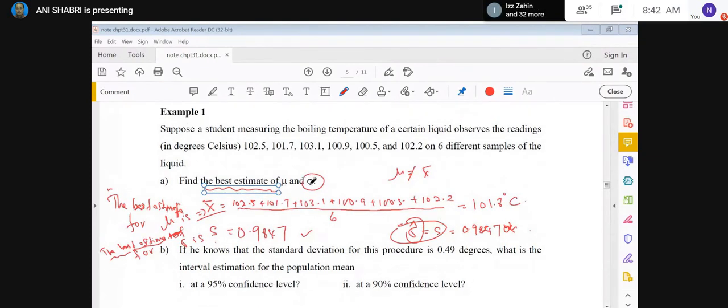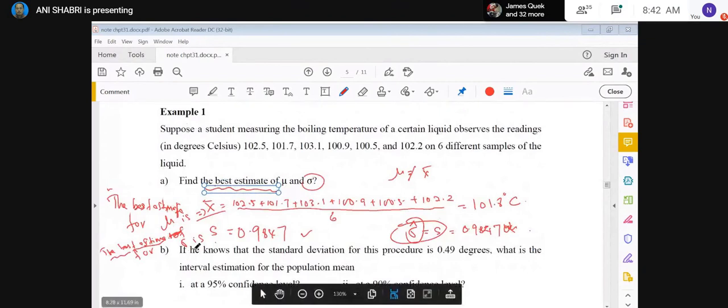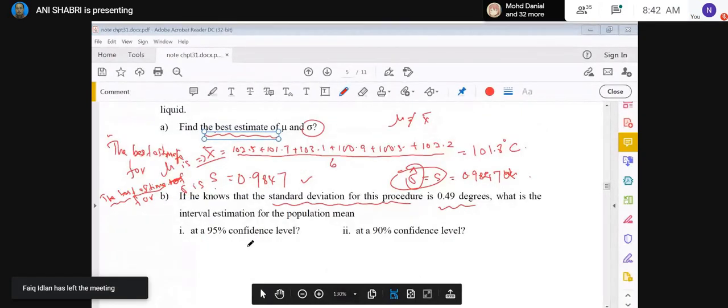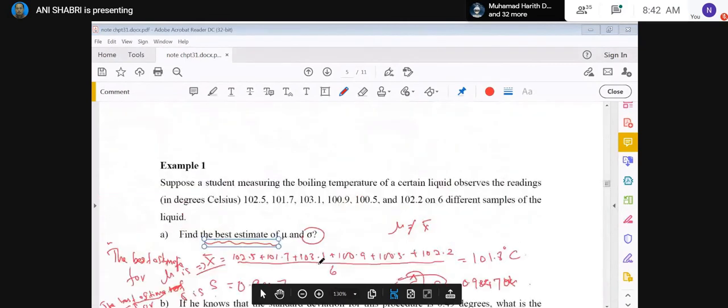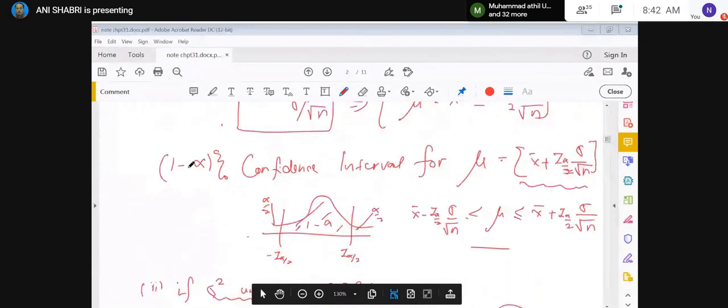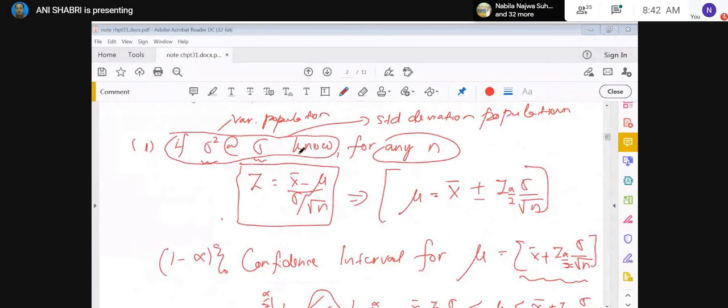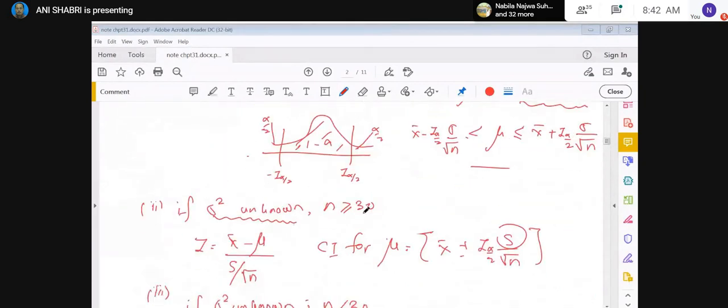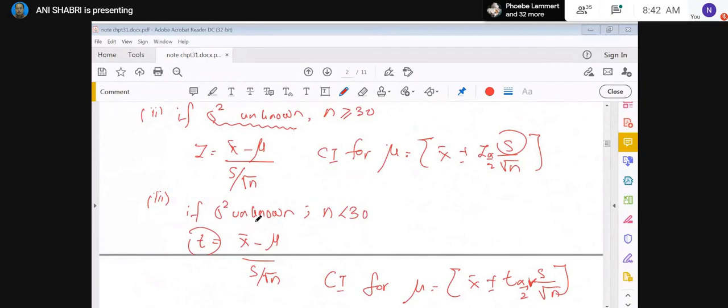Okay, number two, look at number two. If he knows the standard deviation for the process is 0.49 degrees, what is the interval estimate for the population mean? Which formula do we want to use? We want to find the 95% confidence interval. We have three formulas. Number one is if sigma is known. Number two is sigma unknown and n greater than 30. Number three is n less than 30, sigma unknown.